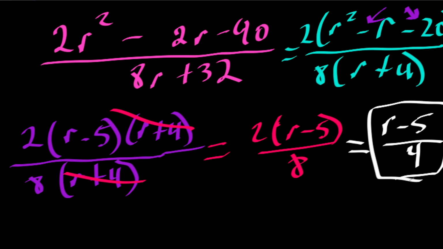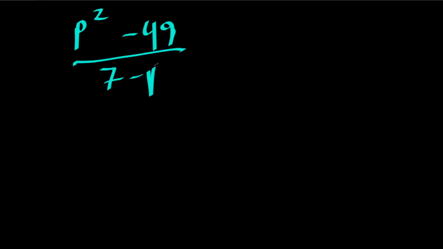So now let's look at another one. I'm going to try to show you as many examples as I can without completely going overboard. All right. So now let's look at this real quick. Here's, I'd say, an example that you don't see a lot, but you can see on occasion. Let's say I give you p squared minus 49 all over 7 minus p.